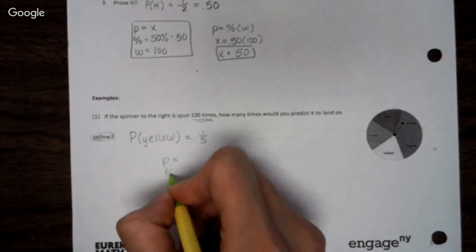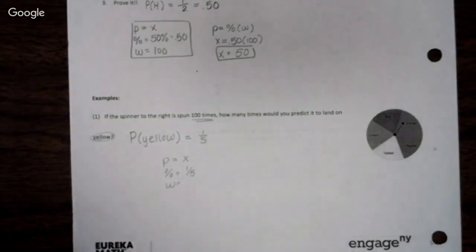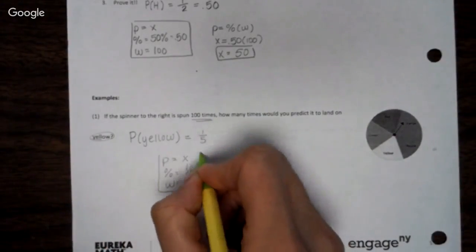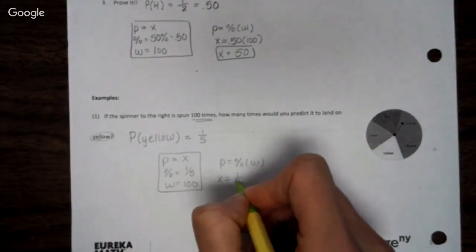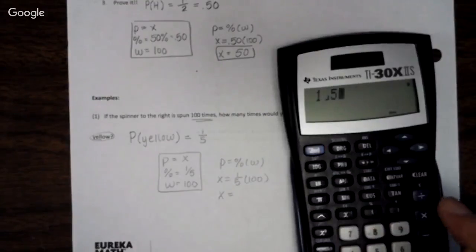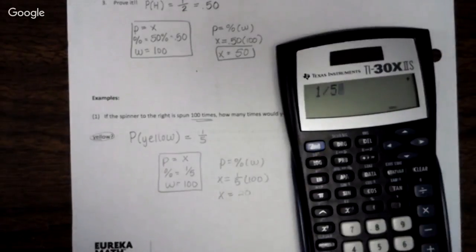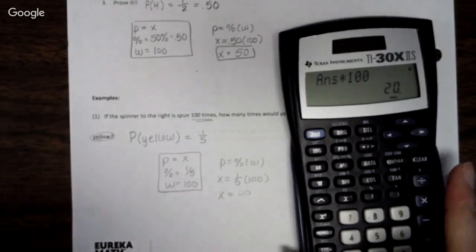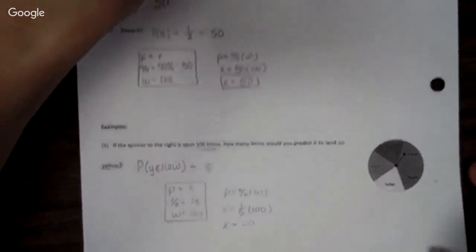So if I do part, percent, and whole, I'm trying to find the part. 1/5 is my percentage. That's the same thing as the decimal form. And 100 times is how many times you're doing the experiment. So part equals percent times whole. So 1/5 of 100, take your calculator, 1/5 times 100 is 20. Now, if you changed 1/5 to a decimal, it would be 0.2. And if you multiplied that by 100, you'd still get 20. So it's the same answer whether you leave it as a fraction or change it to a decimal. All right.